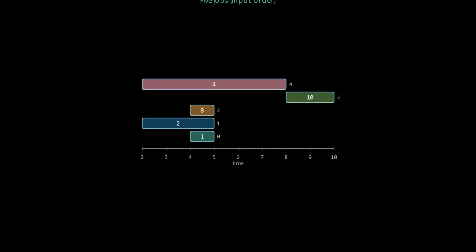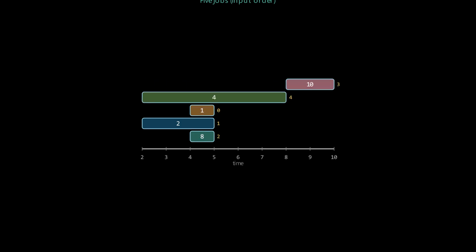Here are 5 jobs in raw input order. Each row is start time, end time, and profit. Watch the bars before we reorder them. Sort by end time going up. When 2 jobs share the same end, put the higher profit first so the order is pinned. That is the order we fill the DP row underneath.